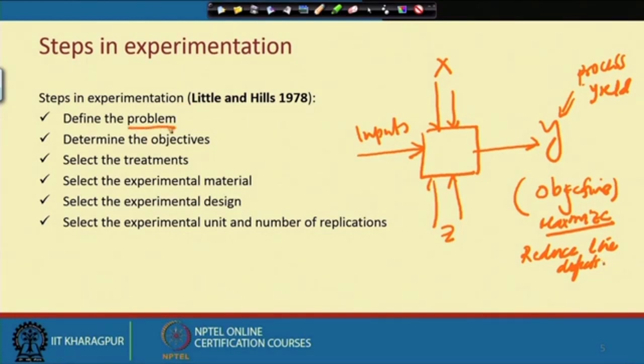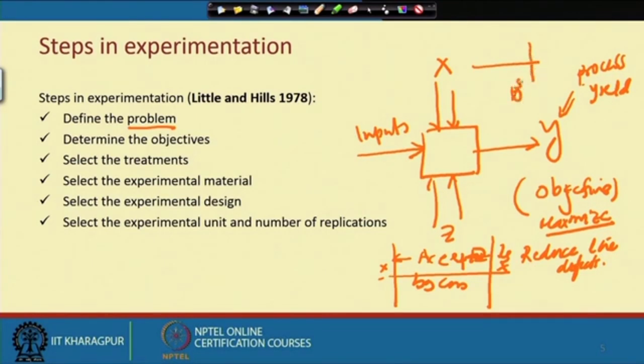So, define the problem. Is it a process which is consistently producing out of the desired range? Suppose this is the range which is accepted by the customer, and this is the range which is rejected. Is it producing here? Or is it producing here? Or it may so happen that the amount produced is somewhere below the target of 10 to the power 5 units, so you want to increase it. So, you must know what the problem is. Depending on this, you have to know what the x are, what the z are, what kind of inputs are there, and what this process is; all those you have to detail.